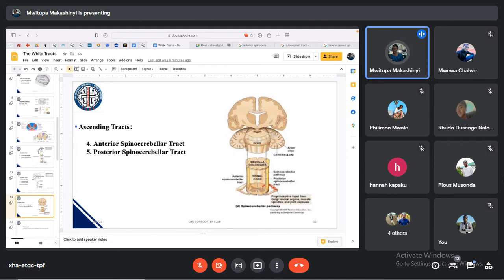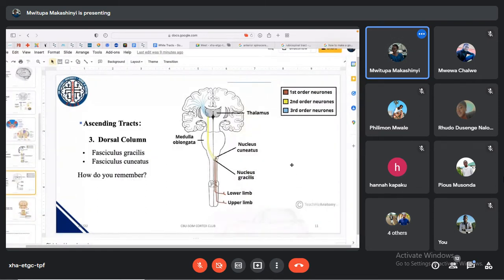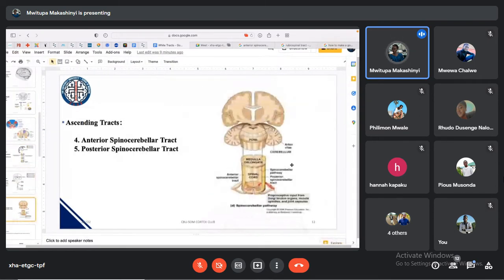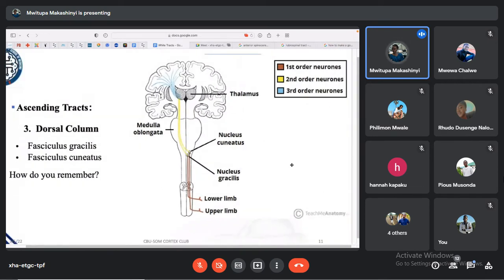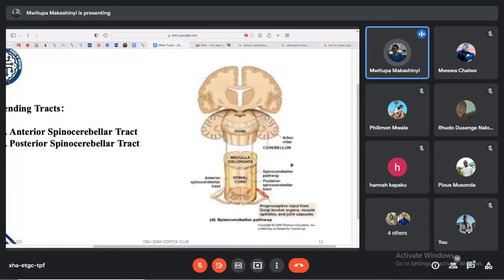So that's the unconscious bit of it. The conscious bit of it is done by the dorsal column tracts, but the unconscious part of it is done by the anterior and posterior spinocerebellar tracts. And then the funny thing about these two is that the posterior spinocerebellar tract, or the dorsal spinocerebellar tract, does not decussate. So if you can look at this diagram here.